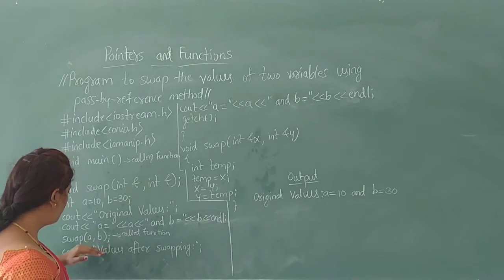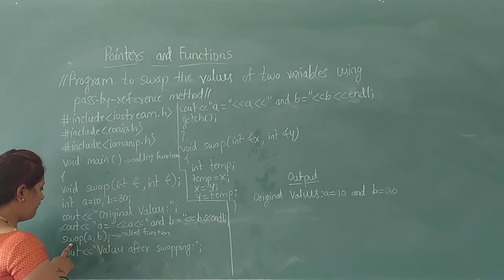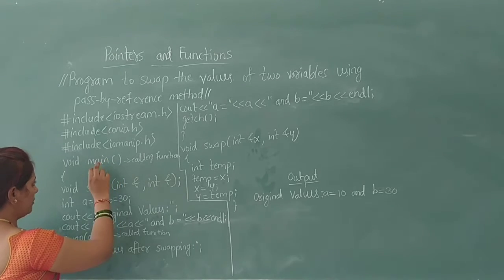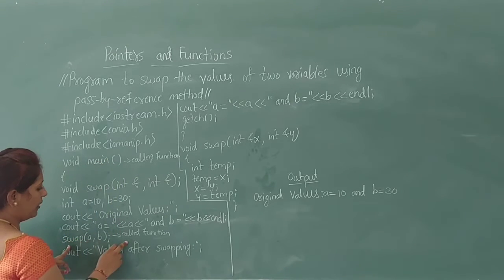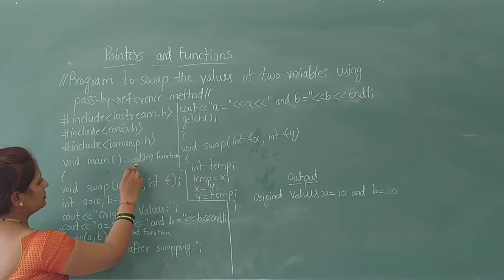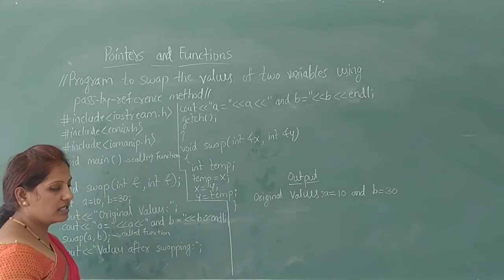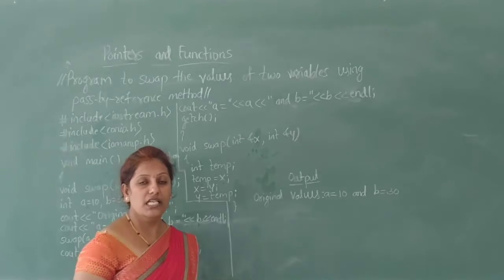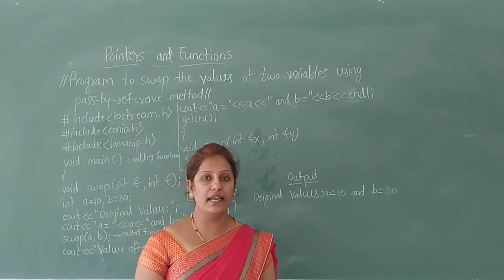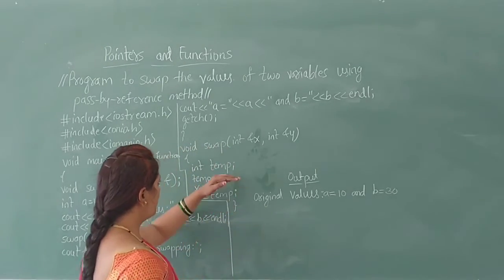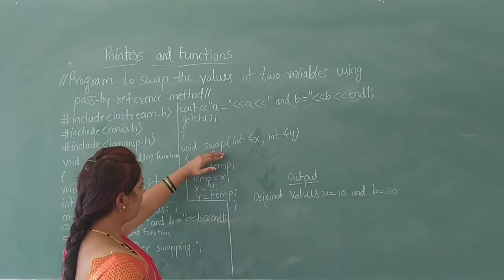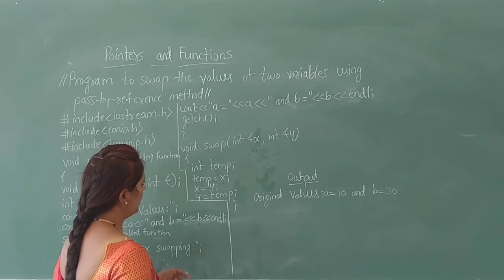Next, it calls the swap function from the calling function main. Therefore, swap is called the called function, and main is called the calling function. When the control reads the statement swap of a comma b, the control directly connects to the swap function where it is declared and defined in the program, and the swap function execution begins.